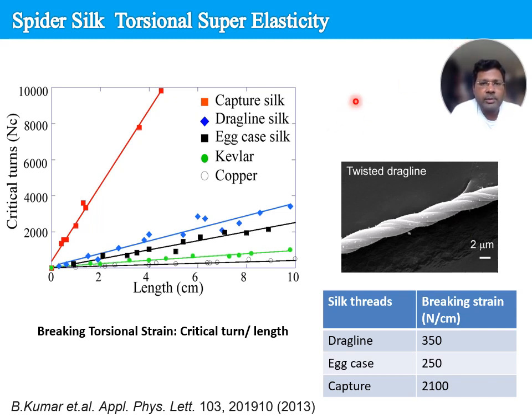Similar torsional measurements were performed for egg case and capture silk, and the corresponding breaking torsional strain was calculated for both. The breaking strain for egg case comes out to be 250 turns per centimeter, and for capture silk it was 2100 turns per centimeter, which is huge compared to the other samples, even the egg case and dragline. So no doubt here that the capture silk shows highly torsional superelastic behavior.